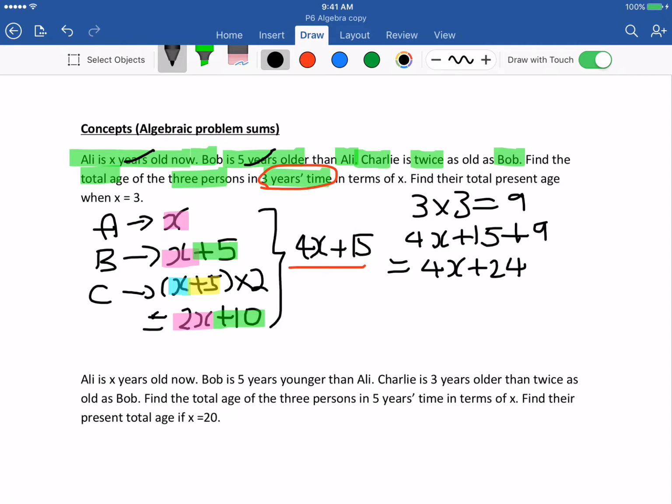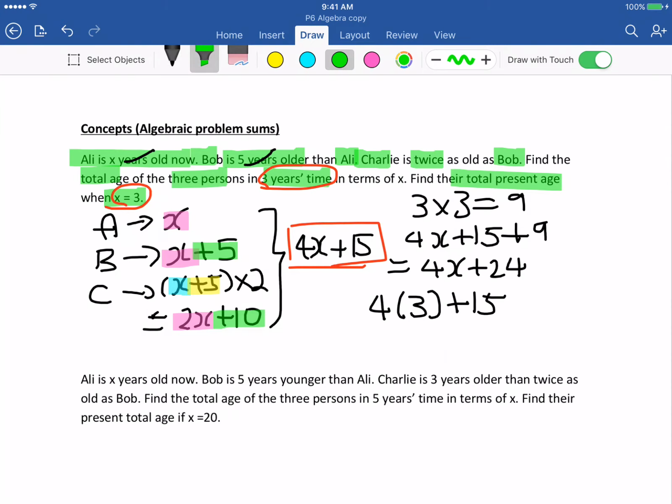Okay, the next one. Find their total present age when x equals 3. So where's the total present age? The total present age is actually right here. So what I need to do is actually sub x equals to 3 in. So write 4 bracket 3 plus 15. Okay, so what's 4 bracket 3? 4 bracket 3 is actually equals to 12. Plus 15, which is equals to 27.